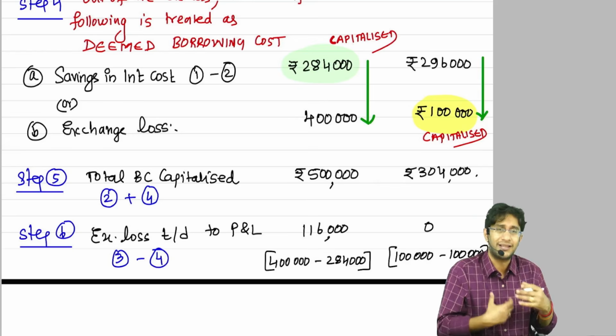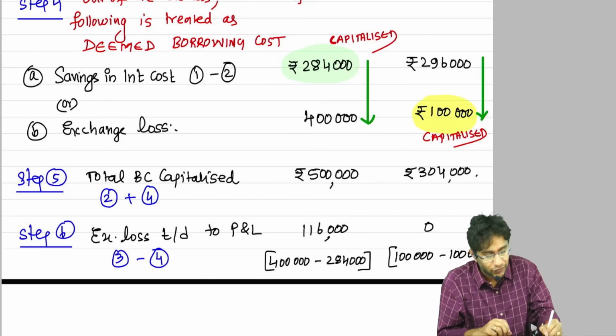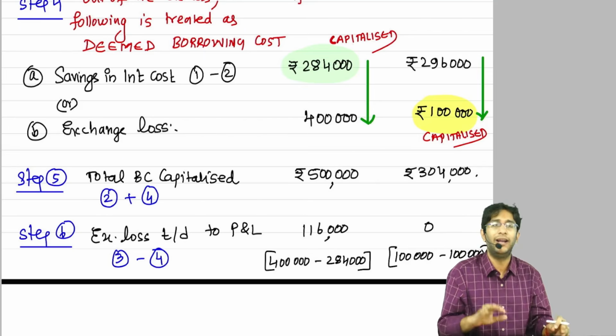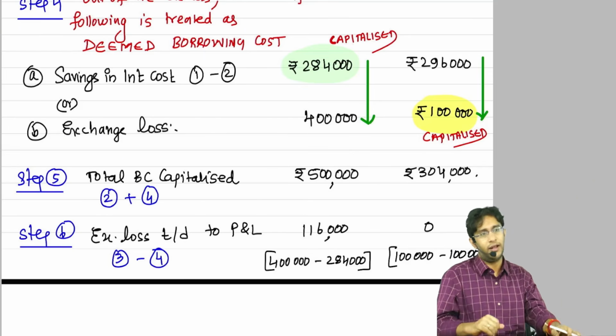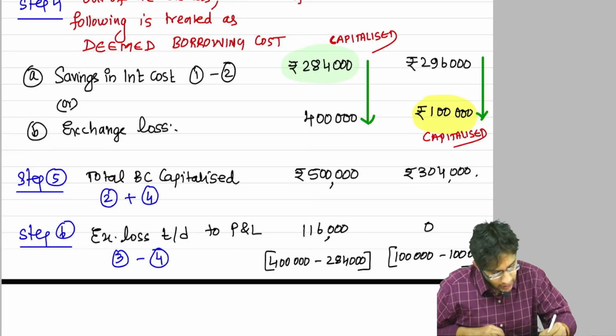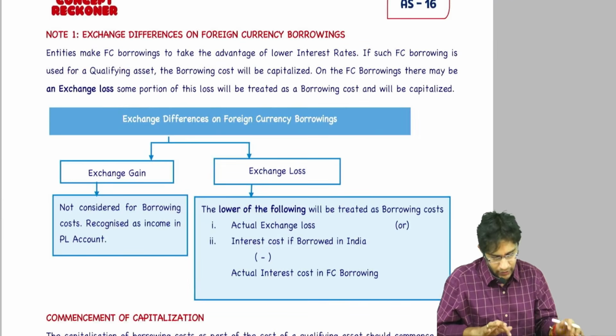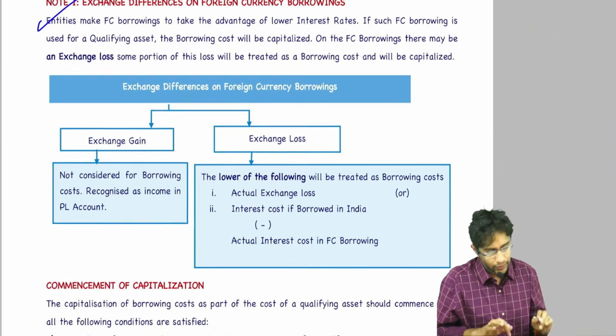Now, why the standard is so kind that out of your loss, some portion they are asking you to capitalize it? They are not kind and all. The economics, that's how it works in real life also. Anyway, so guys, we are done with this definition of borrowing cost till now. Okay, now the exchange differences point only we covered till now.